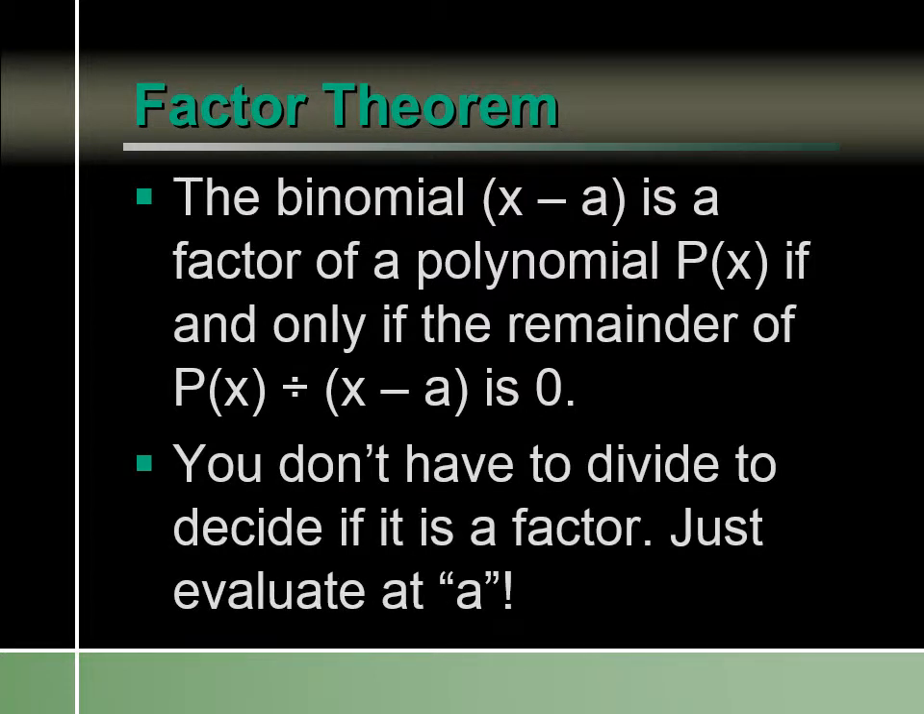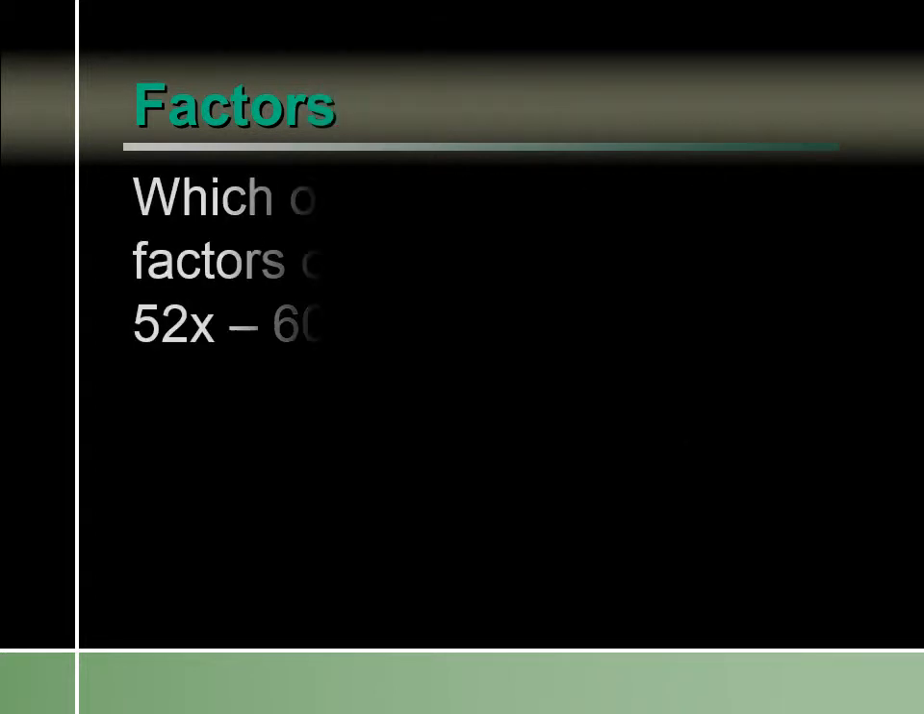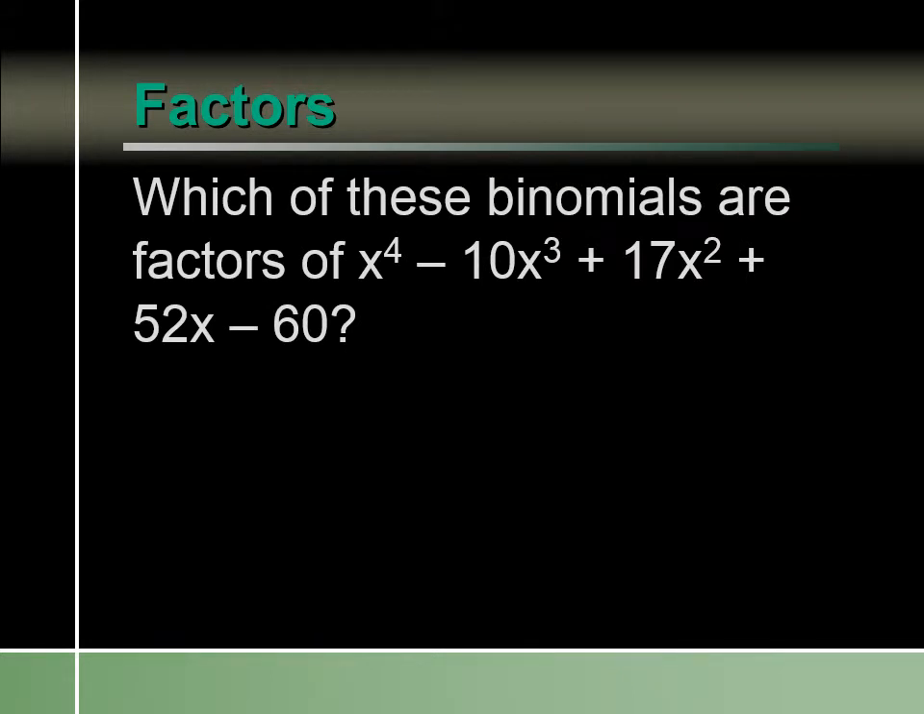You don't have to divide to decide if it's a factor. Just evaluate at a. So all those problems we just did, we didn't have to divide anything. We just plugged a into the polynomial and saw if we got 0. If we got 0, it was a factor. If we didn't get 0, then it wasn't a factor. So again, you don't have to divide anymore to decide if your binomial is a factor of the polynomial. All you have to do is evaluate the a value.